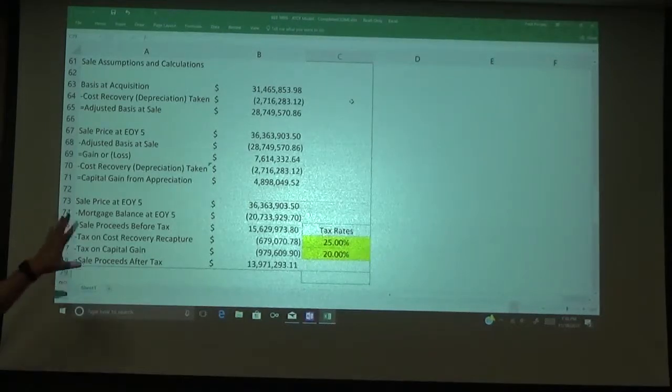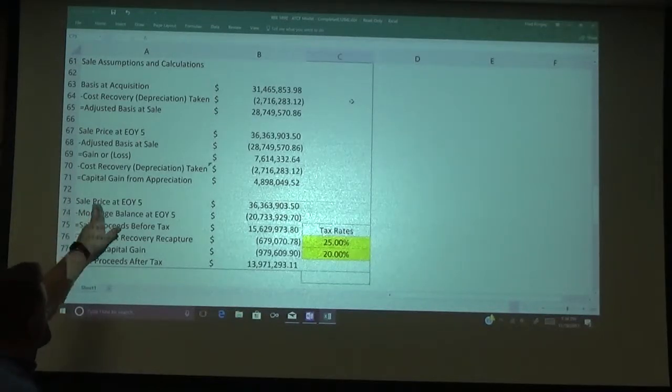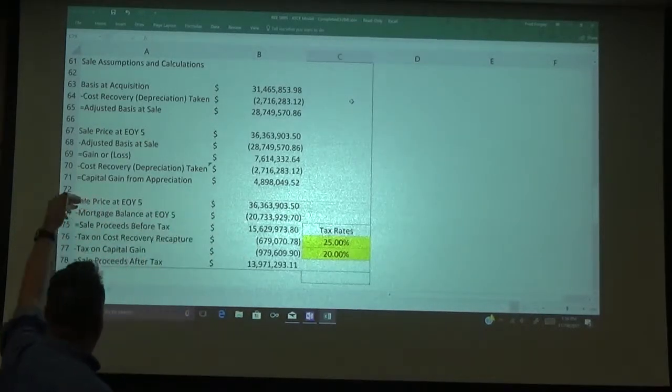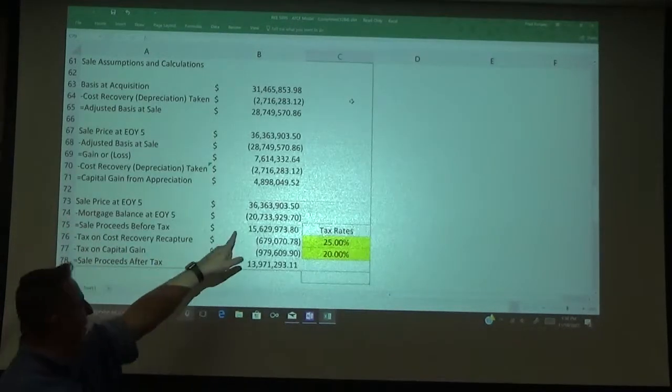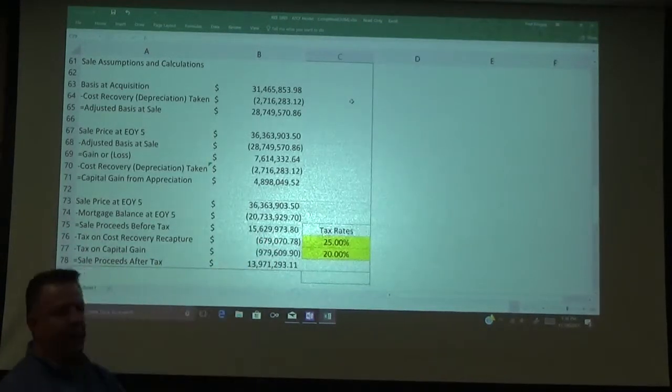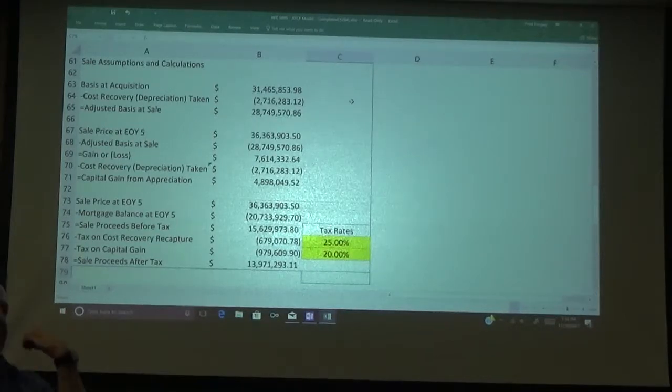But the point with this, and like I said, we're not going to get into the nitty-gritty detail in this class as much as we will in the investments class, but the point is you're going to take what you sold it for, subtract out the balance of the loan. That's going to be what is referred to as your sales proceeds before tax. So this number, this 15,629, is the number that we use as the reversion value for the before-tax cash flows, okay? So you can take a look and see that those numbers match up.